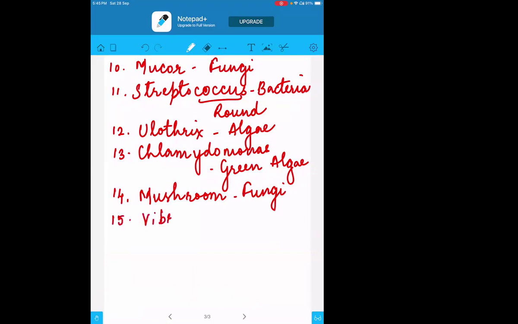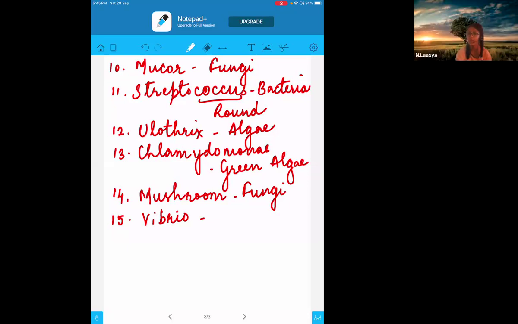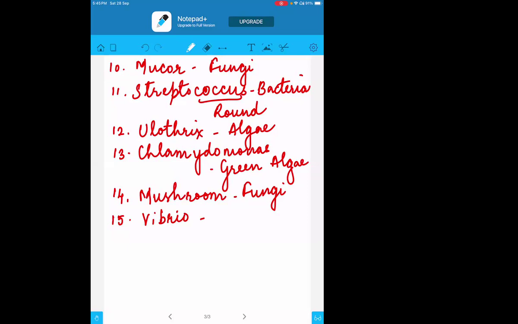Ma'am, you said there are 4 main types of algae, right? They are green, red, blue-green, and brown. Yes. Blue-green algae actually is the bacteria. It is not the algae. Though in the name it is given as algae, it is bacteria, Gagna.